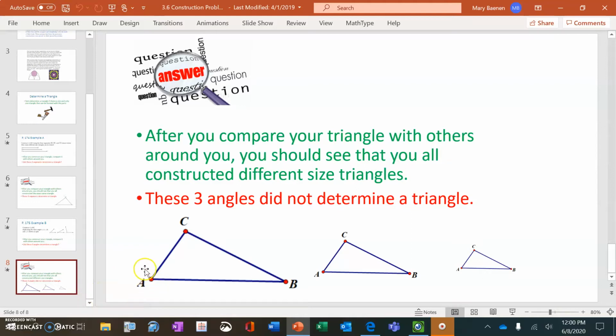So this is the information that you need to be able to do the homework problems from section 3.6.